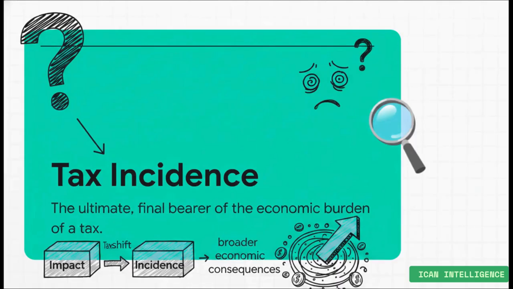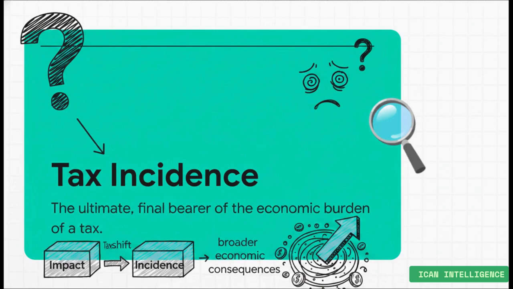Now, I need you to pay very close attention to these next few terms. Examiners absolutely love testing these, and students mix them up constantly. Tax impact refers to the initial bearer of the tax, the person legally on the hook to pay it to the government first. Tax incidence, however, is the ultimate final bearer of that economic burden.